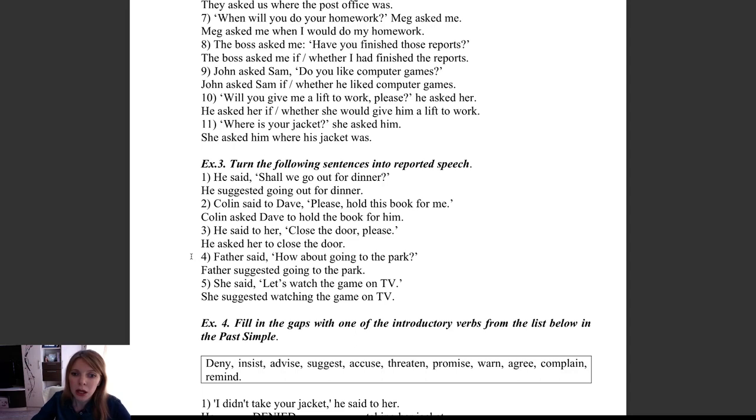Number 4. Father said, how about going to the park? Father suggested going to the park. Again, it is kind of an offer, suggestion, so we use the verb suggest plus gerund.